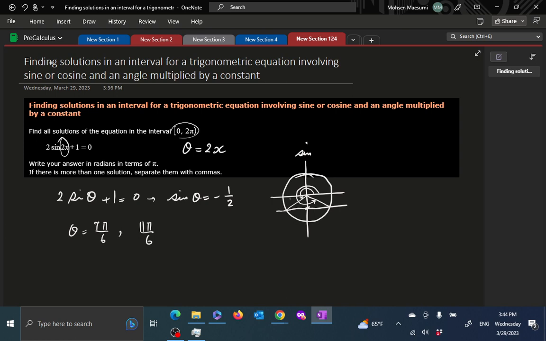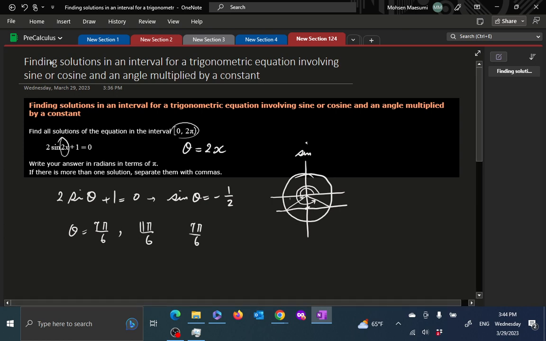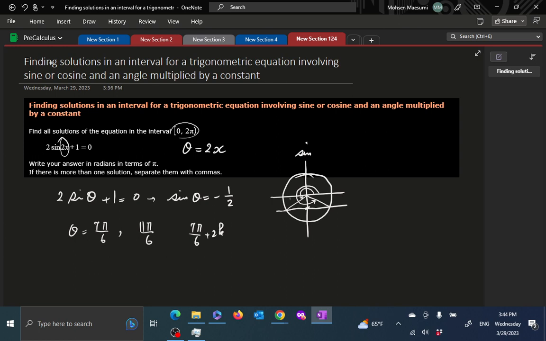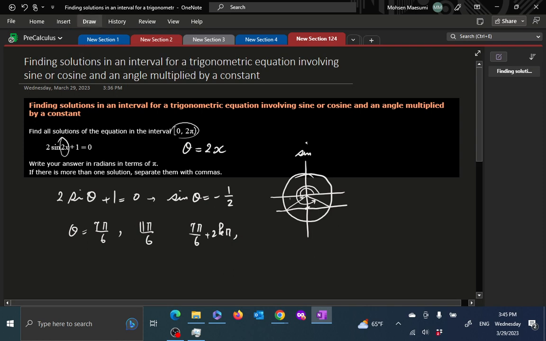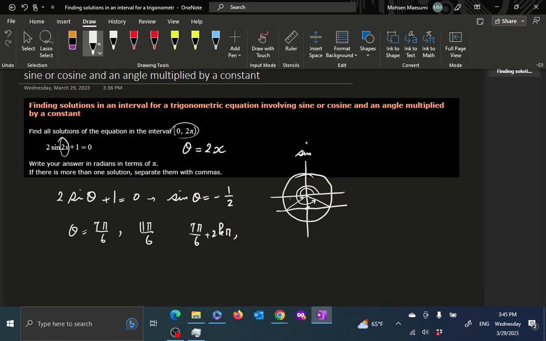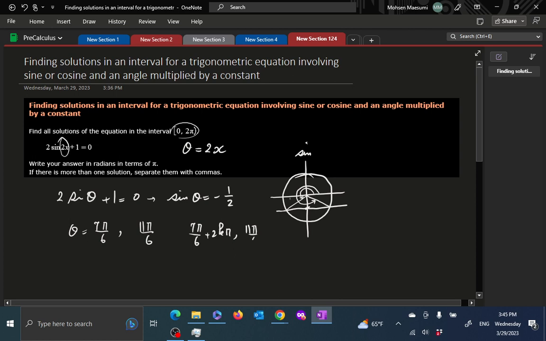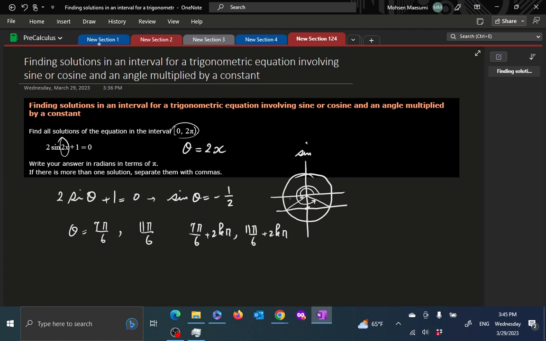Now the question is that 2x is to be equal to these quantities, and I can have 7 pi over 6 plus 2k pi, and the other one is 11 pi over 6 plus 2k pi. So these are the values of theta.